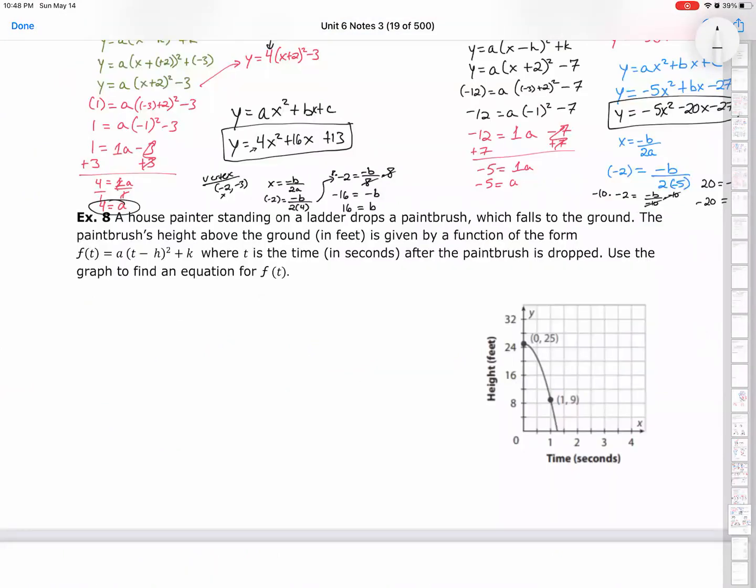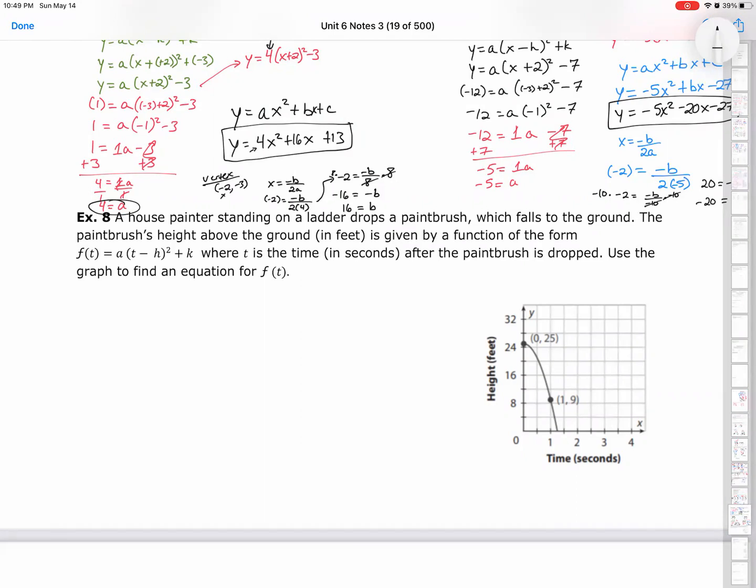Here we are at example 8. A real-world application: a house painter standing on a ladder drops a paintbrush, which falls to the ground. The paintbrush's height above the ground in feet is given by the function of the form, there it is, our vertex form, where t is the time in seconds after the paintbrush was dropped, and we're to use the graph to essentially create the function here.